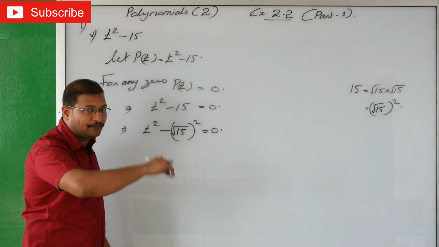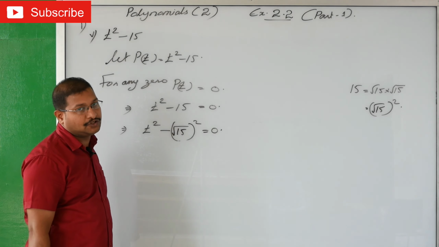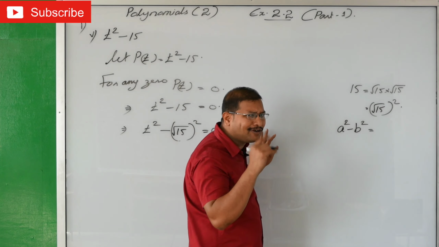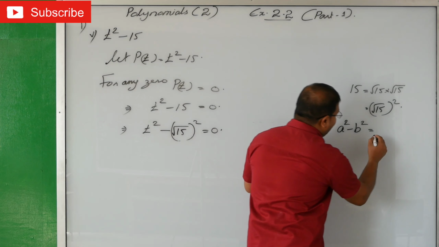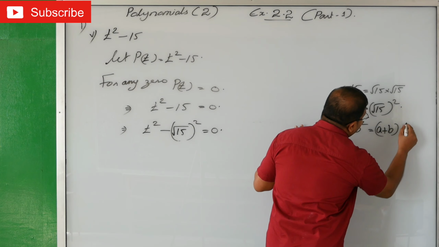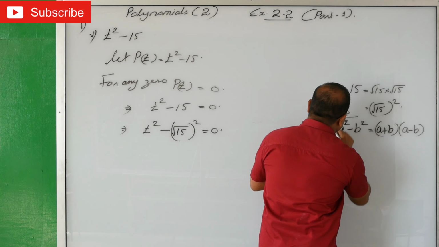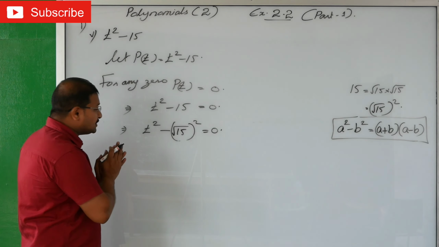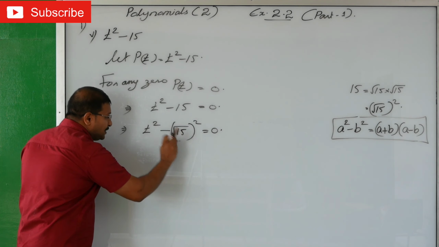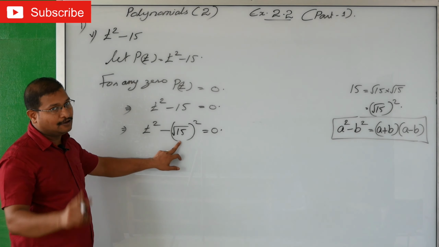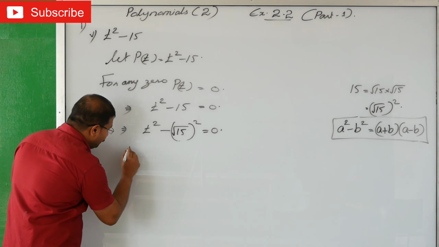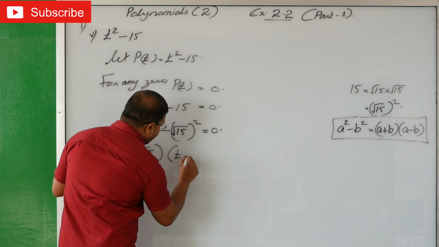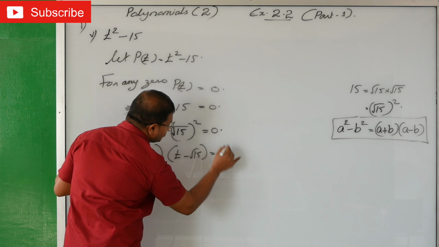Now, this is a kind of formula. This is a square minus b square. A square minus b square equals, what you can write? Yes, a plus b into a minus b. If you don't know, please learn it by heart now, don't forget. You have to study and keep. So we are keeping this in the form of a square minus b square. Here a is t, b is root 15. So a plus b means what you'll write? T plus root 15 into a minus b, t minus root 15 equal to 0.